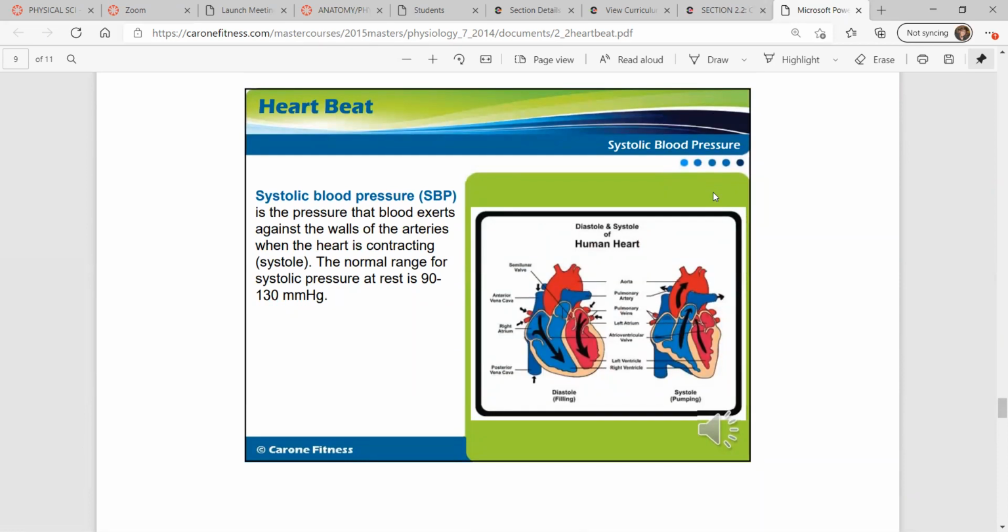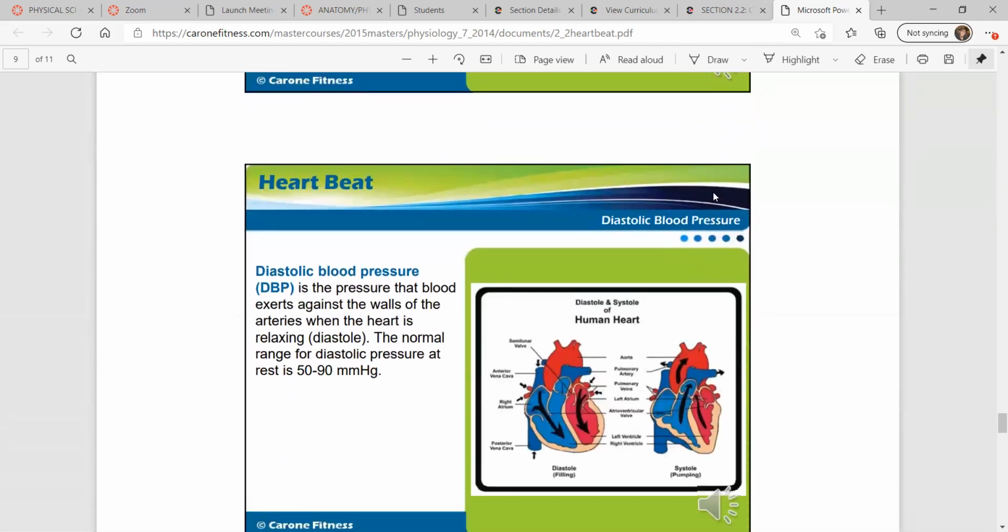Systolic blood pressure, or SBP, is the pressure that blood exerts against the walls of the arteries when the heart is contracting, so systole. The normal range for systolic pressure at rest is 90 to 130. So if you've ever gone to the doctor to take your blood pressure, or you have a parent or guardian that needs to check their blood pressure all the time, maybe you're more familiar with this number.